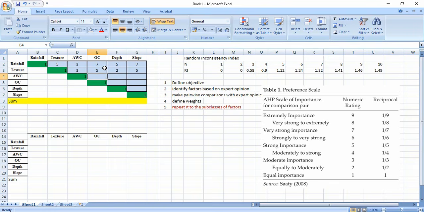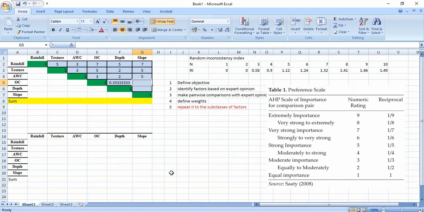Similarly AWC and OC, AWC is more important, suppose 3. Then between depth also 5, 2, and then AWC and slope again if you want 5. Organic carbon and depth, suppose depth is more important, then you have to write it as 1 by 3. And then between organic carbon and slope, suppose organic carbon is more important, so that would be like this. And between depth and slope, if your experts suggest that depth is more important, suppose 3.